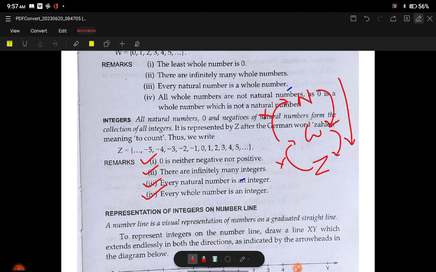Fine. Then we get another number series, which is called fractional numbers. All these fractional numbers are denoted by a special symbol.